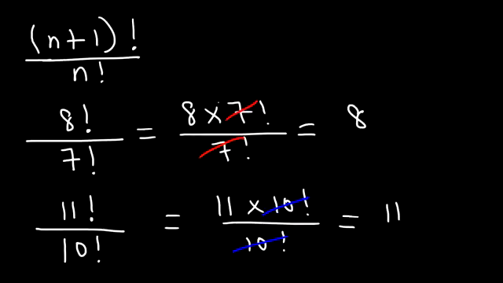11 factorial over 10 factorial is simply 11. So it turns out that it's equal to whatever this number is. And that number is n plus 1. So this should simplify to n plus 1.